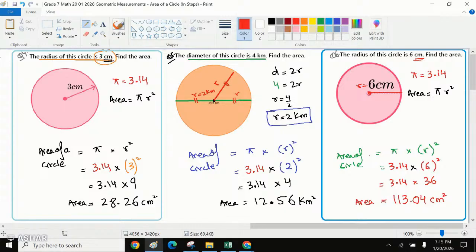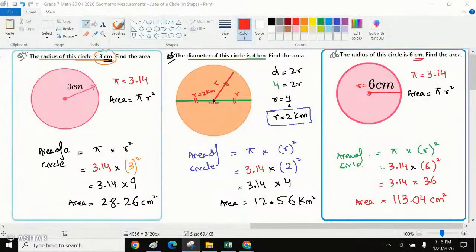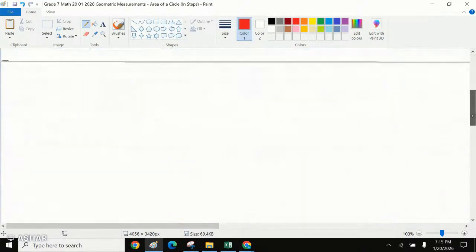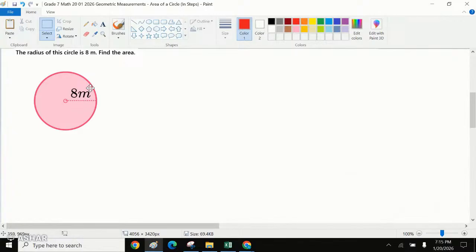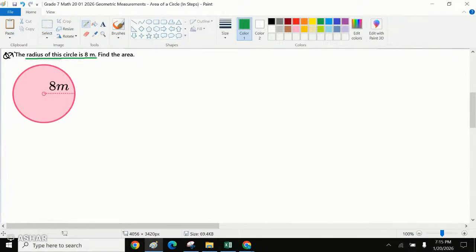Okay, let's move on to the next question. The next question is similar, with a different value of the radius. That would be question number 7. Okay, this is our question number 7. And in question number 7, they are telling us that we have the radius, that is 8 meters. The radius is given to us. What we need to find is the area. So can we say this is the radius, that is 8 meters?